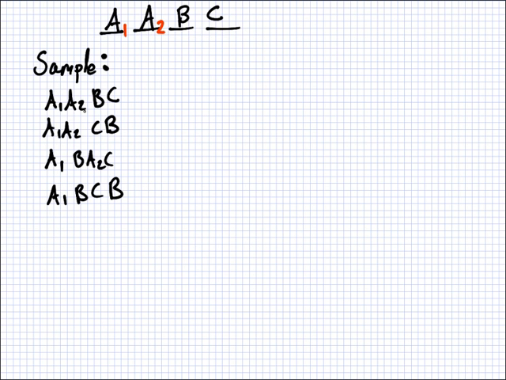Where was I? A1, A2, B, C, A1, A2, C, B, A1, B, A2, C, A1, B, C, A2, and then A1, C, A2, B, A1, C, B, A2. Yeah? And then we repeat again. How many have I got there? 1, 2, 3, 4, 5, 6. Okay.